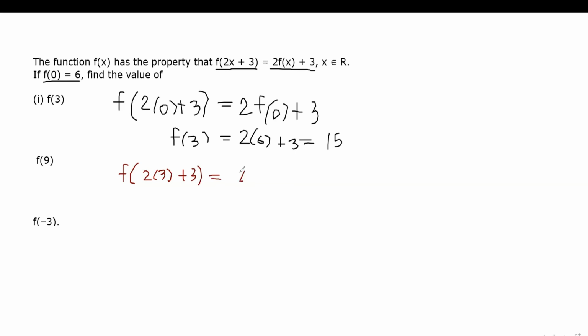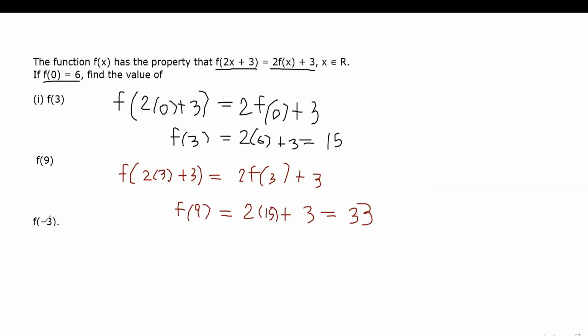So this can be equal to 2 times f of 3 plus 3. So now we're going to get f of 9, but we already know what f of 3 is. So this is 2 times f of 3, but f of 3 is 15. So this is 2 times 15 plus 3, and that works out to be 30 plus 3, which is 33, right? Yes, sir. Nice.